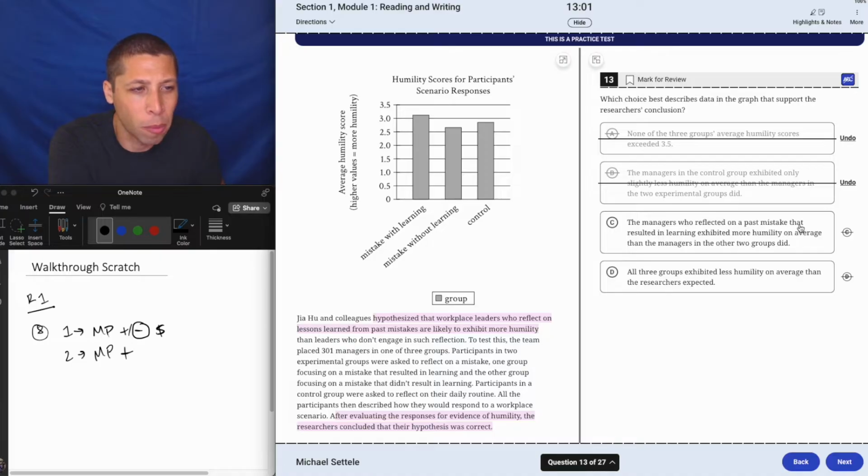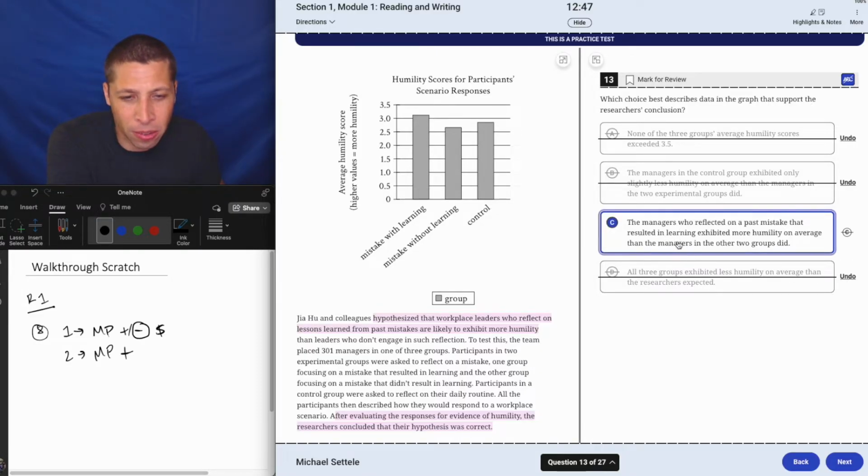The managers who reflected on a past mistake that resulted in learning exhibited more humility on average than the managers in the other two groups did. Yes. All three groups exhibited less humility on average than the researchers expected. I don't know what they expected. So this is the right answer, I guess, but it seems like a negligible thing. So workplace leaders who reflect on lessons learned from the past are likely to exhibit more humility than leaders who don't do that. So yes, that result in learning exhibited more humility. I guess. If you're valuing responses.